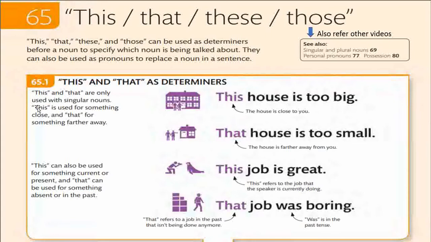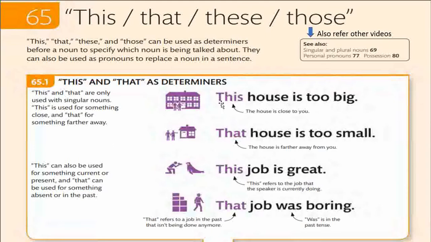This and that are only used with singular nouns. Now you have to use them with singular nouns. This is used as a pointer for something that is close to you, and that is used as a pointer for something which is far away from you. And both are used for singular nouns. This is used for something close and that for something further away.